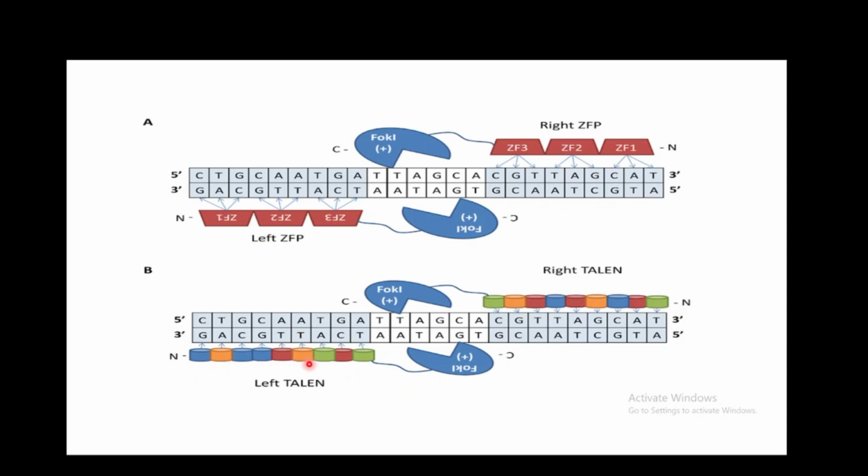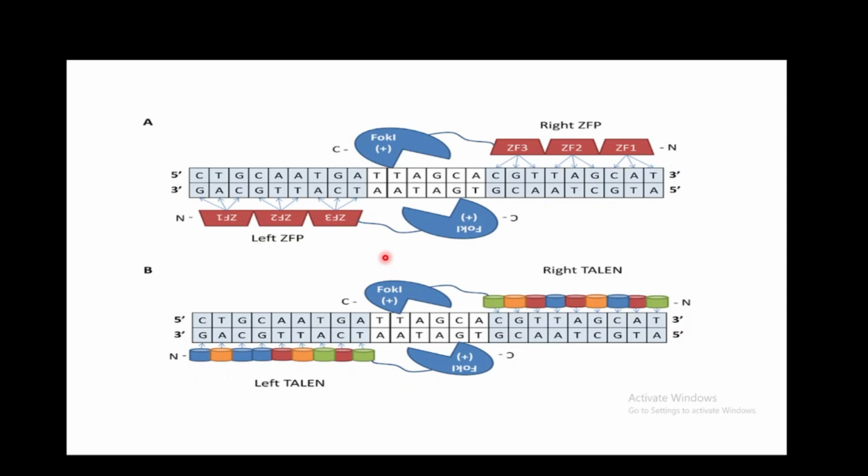So TALENs are nothing but amino acids. Basically, the conserved structure consists of 31 to 35 amino acids. All the amino acids are conserved except 2 or 3 amino acids, as you can see here, 1 2 3 4 5 6 7 8 9, which are responsible for binding to the DNA sequence you want to edit. And again, because of FokI, unless it is forming homodimers, there won't be any editing of the gene.